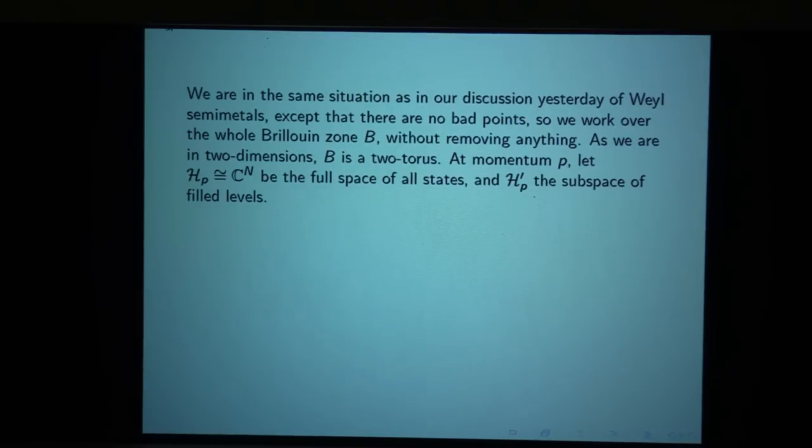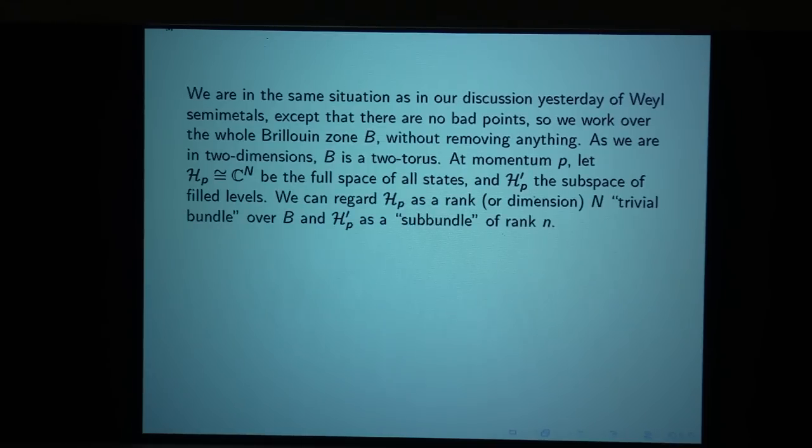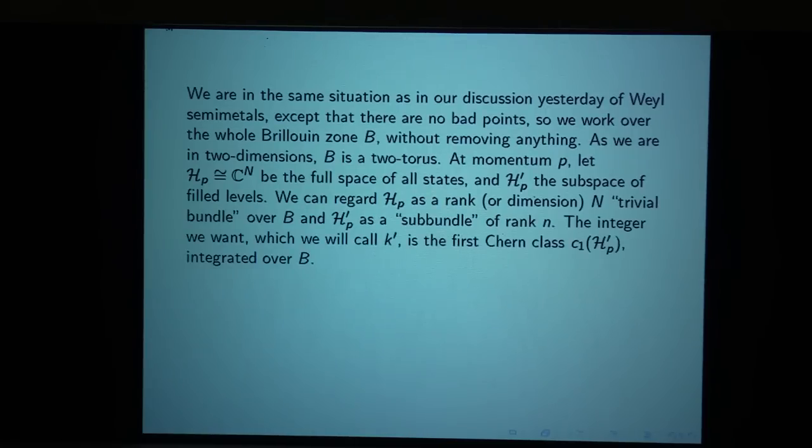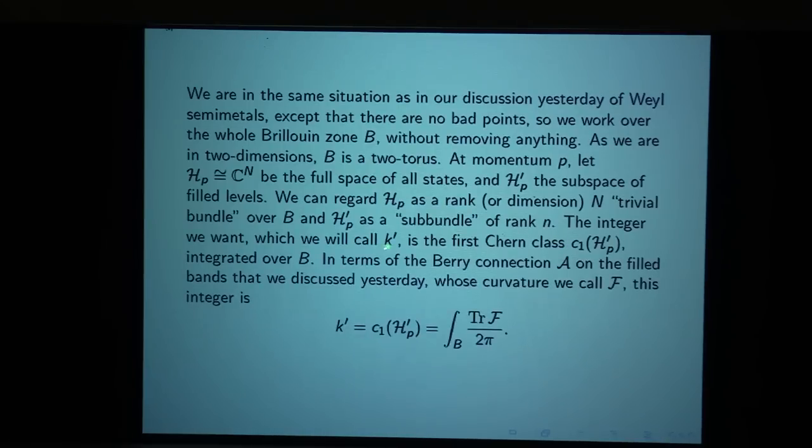At momentum P, we have a space of all states and a subspace of filled states. So, to use fancy language, H sub P is a rank N trivial bundle over B. Trivial bundle means just that if you consider all states, the Hamiltonian doesn't matter. So the space of all states is kind of trivial. But H prime P is what's called a subbundle of rank n. And the integer that we want is the first Chern class of the subbundle, which can be defined in terms of the Berry connection on the filled bands. So the integer is the trace of the Berry connection over 2 pi integrated over the Brillouin zone.